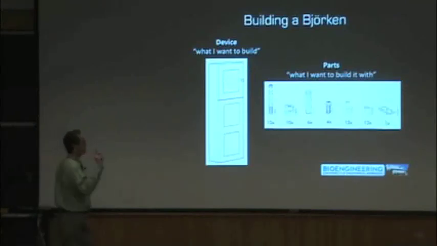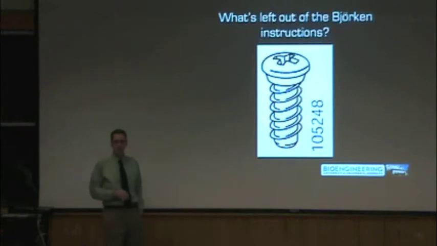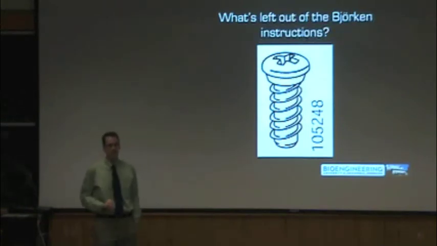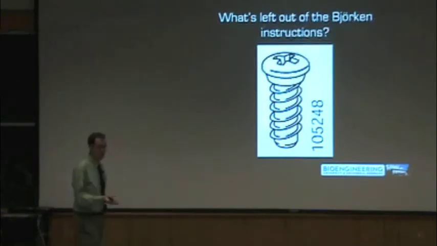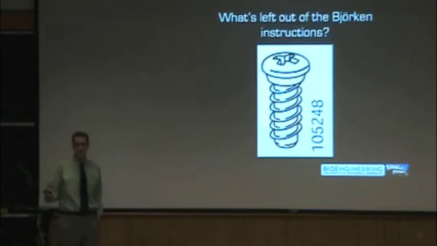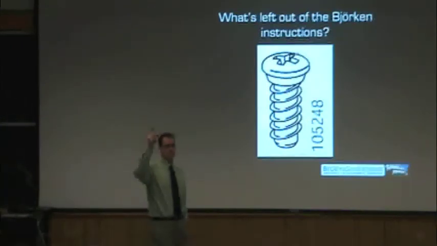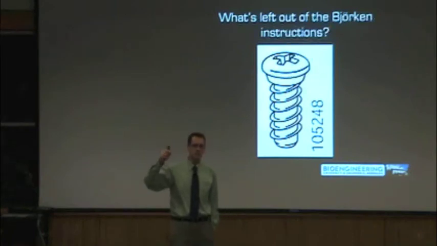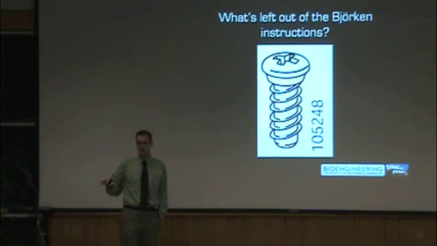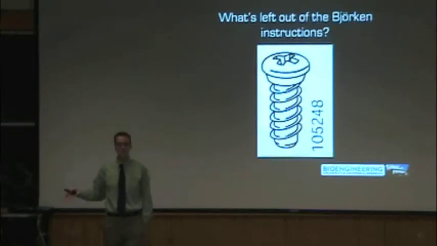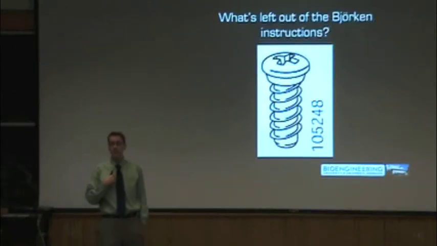But, very important, what is left out of the instructions? This is one of the instructions for a single part in the building of this device. And what's left out of the instructions? Well, they don't say anything about the fact that this is made out of galvanized steel, that it has a diameter of this, that the angle of the screw is 18 degrees, that the depth of the impression for the Phillips screwdriver is 2.7 millimeters. None of this information is in there. And why not? Because I don't care, right? In fact, that's confusing and difficult.